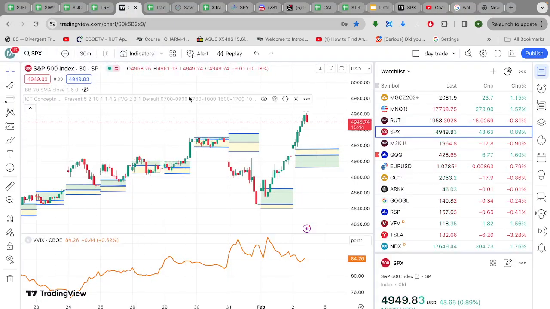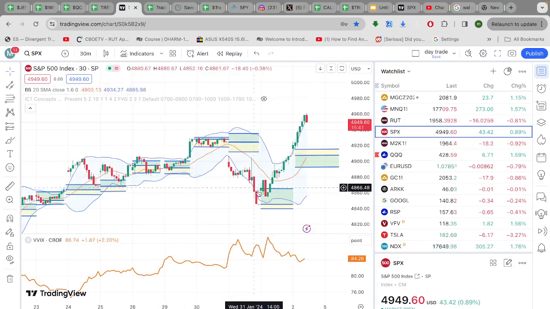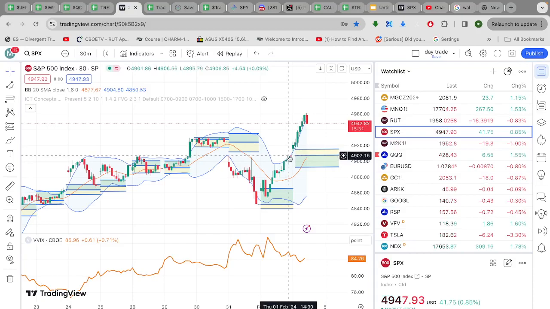Here's 30-minute SPX, and here's Bollinger Bands. I mentioned yesterday the 1.6 standard deviation. When you get a close outside the 1.6, that's a powerful momentum indicator, in my opinion. Also, a close on the high of the day is a powerful momentum indicator. So we got both of those yesterday. So I came on, and we got some calls for Monday. All right.